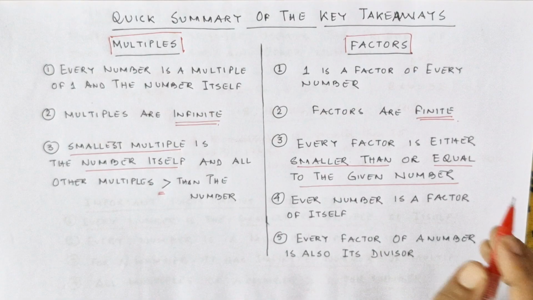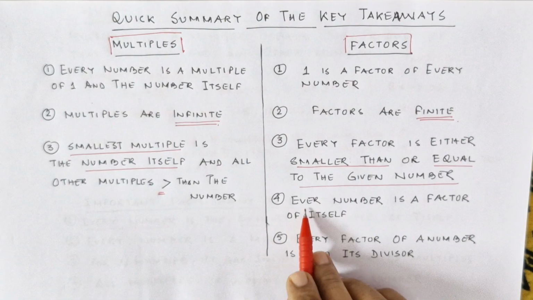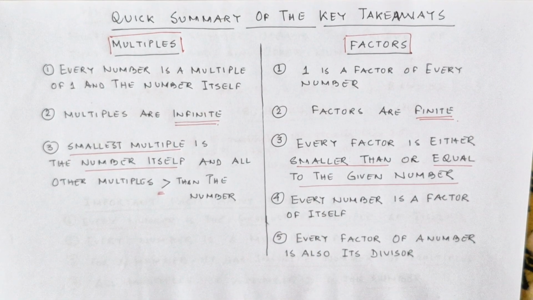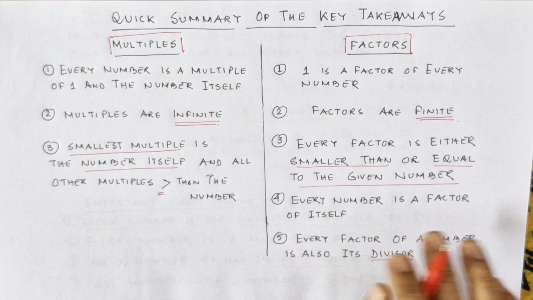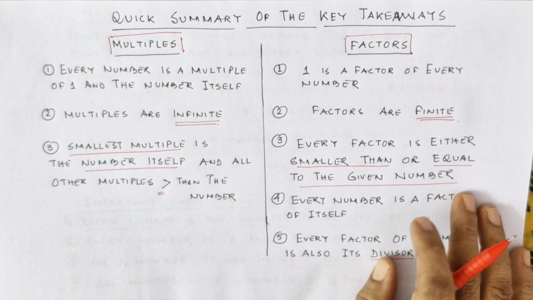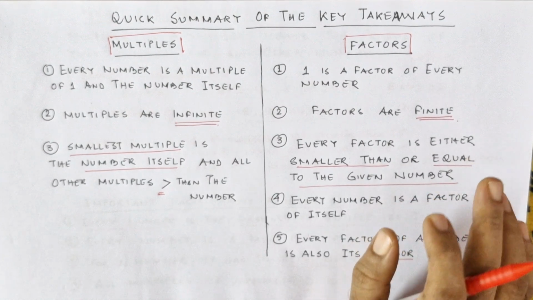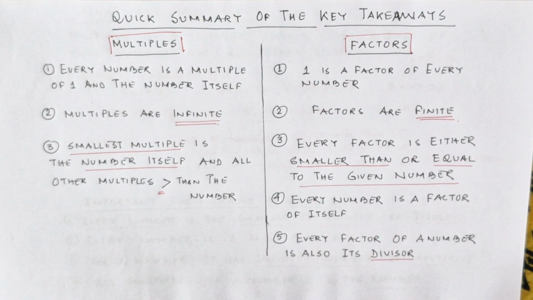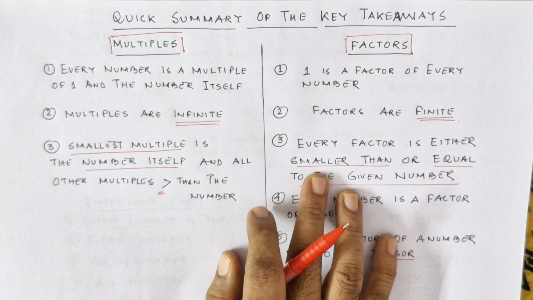Got it? Also, please try to remember two other takeaways for factors. Every number is a factor of itself, and every factor of a number is also its divisor, because it divides the number exactly without a remainder. Got it? So I hope you like the initial discussion of factors and multiples. This is just the start of the chapter, so I have started on a smaller note to give you the basic idea about what factors and multiples are.